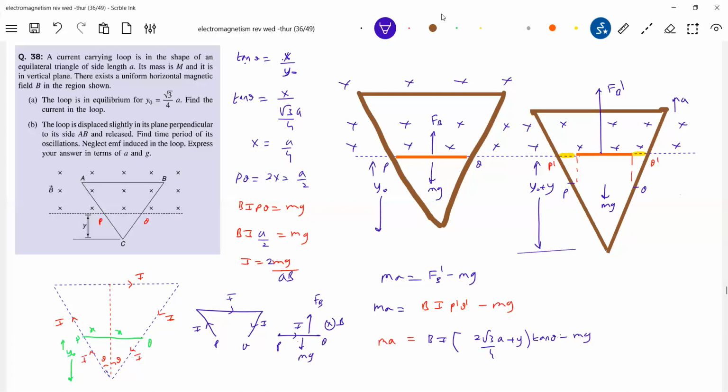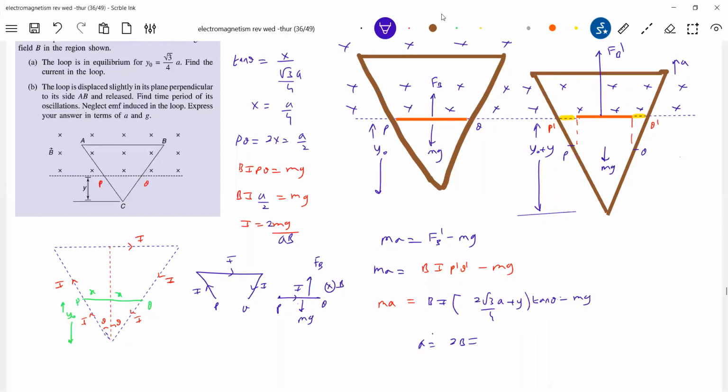So the additional distance has come, due to getting added y. So if I cancel out, what will be left over? A is equal to 2BI by... This acceleration will be proportional to the negative of displacement. So therefore the time period will be root 3m by 2BI.